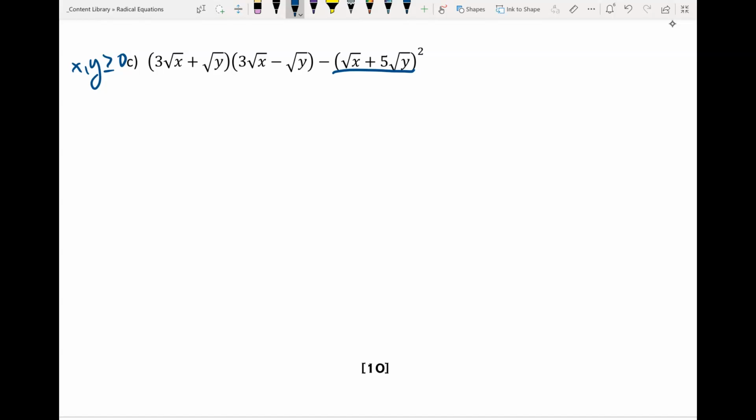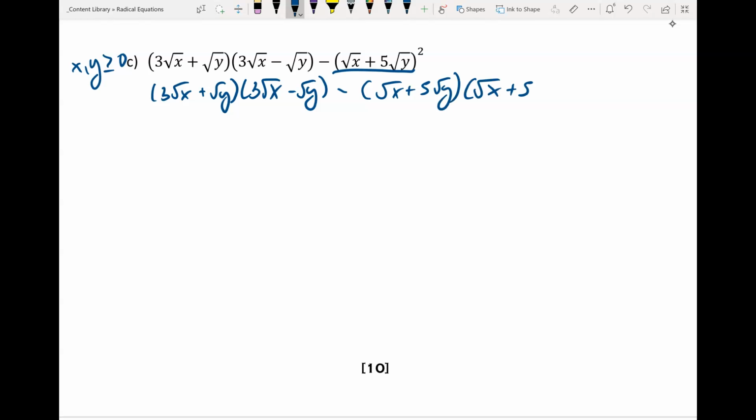Looking at this over here, I'm going to rewrite this whole thing so it looks like I am multiplying. Do not put this square into here like this. That is so wrong. Okay, so that's why I'm rewriting everything again, so we can follow the right rules. So we have root x plus 5 root y times root x plus 5 root y. Remember, when you're squaring, you're multiplying that thing by itself twice. All right, so now we're going to go through all of this and multiply it out. Step by step, though, because it is pretty lengthy.